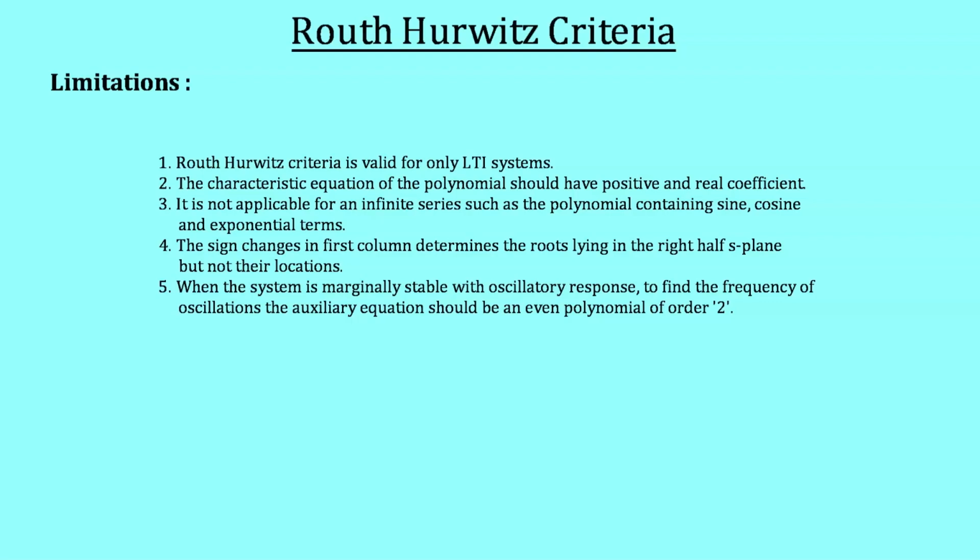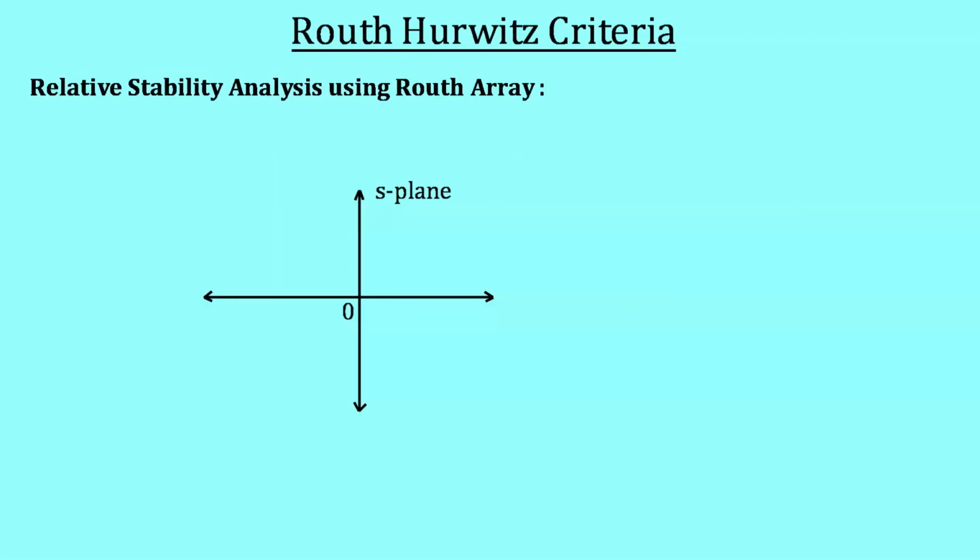The sign changes in the first column determine the roots lying in the right half of the S-plane, but they don't determine their values. When the system is marginally stable with oscillatory response, to find the frequency of oscillations, the auxiliary equation should be an even polynomial of order 2. Frequency of oscillation is nothing but the root of the auxiliary equation. There is one more topic which is completely for numerical problems.